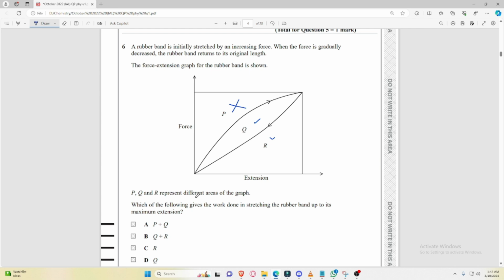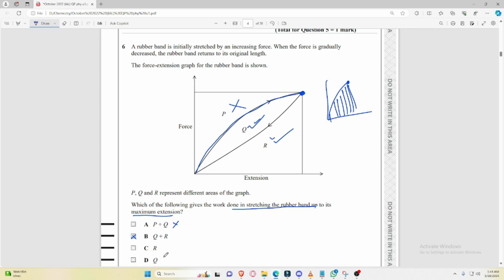P, Q, R represent different areas of the graph. Which of the following is the work done in stretching the rubber band up to its maximum extension? That means after you extended it, it came somewhere here. The area under this part is your work done. The work done formula, normally if it is triangular, is half times force times extension. Otherwise you have to count the number of boxes, if you did question papers. So up to this area under the graph, Q is also area under the graph, R is also area under the graph. So Q plus R. Anything with P is rejected.